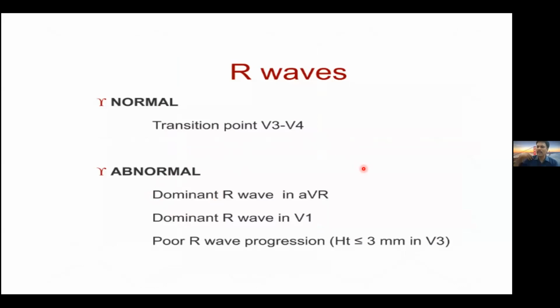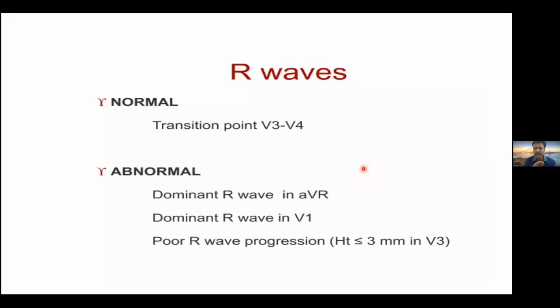I told you aVR is from the right side. If you look into the heart, it is always negative because every wave is moving away from the electrode. So all the waves will be negative. When there is a positive dominant R in aVR, it is abnormal. Similarly, aVR and V1 are close. V1 is on the right side. You place the lead on the right side. So it is like aVR, but V1 is closer to the heart. So now, if there is a dominant R in V1 or a dominant R in aVR, then you have to think something is abnormal.